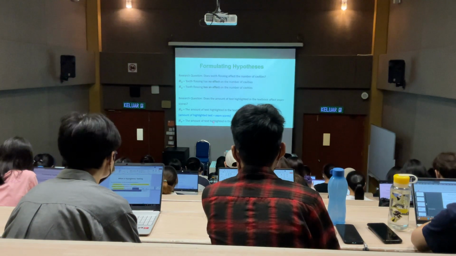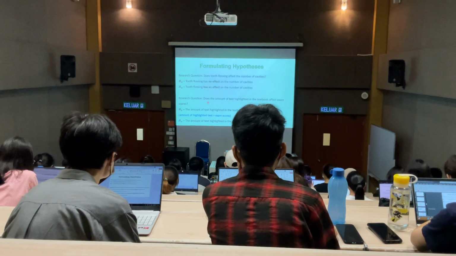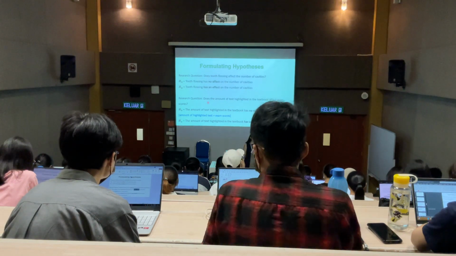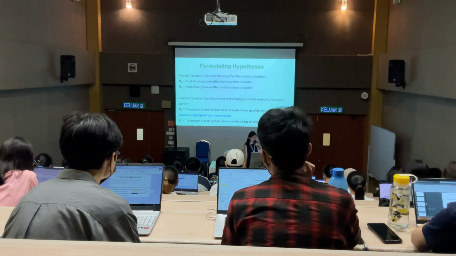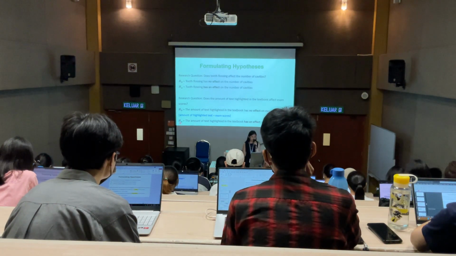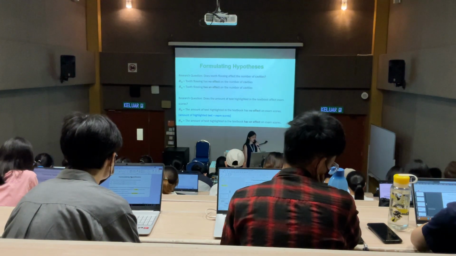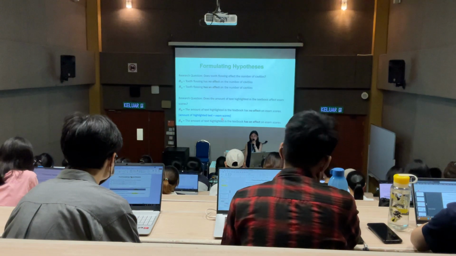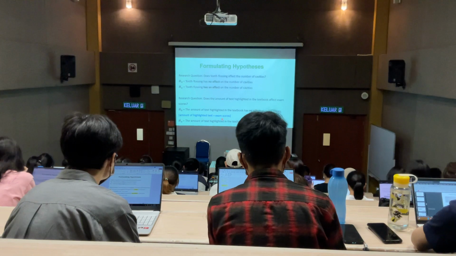And here's another example. Does the amount of text highlighted in the textbook affect the exam score? For a null hypothesis, it's always no effect. So no matter how much text you highlighted in your textbook, it has no effect on exam score. Whereas for the alternative hypothesis, you will say that there is an effect on exam score based on the amount of text highlighted in your textbook. Okay, so is everyone clear on how to form null and alternative hypotheses?